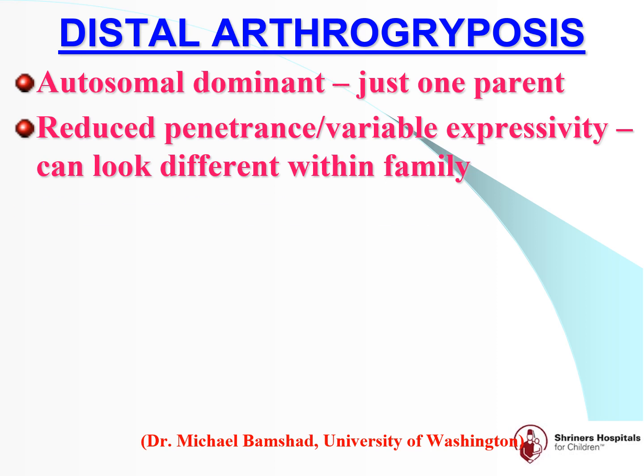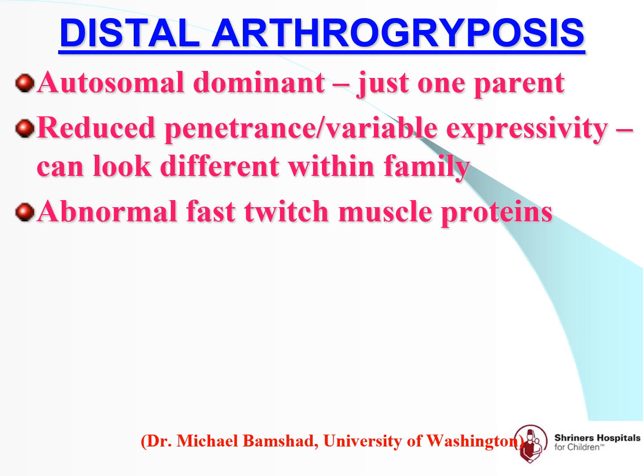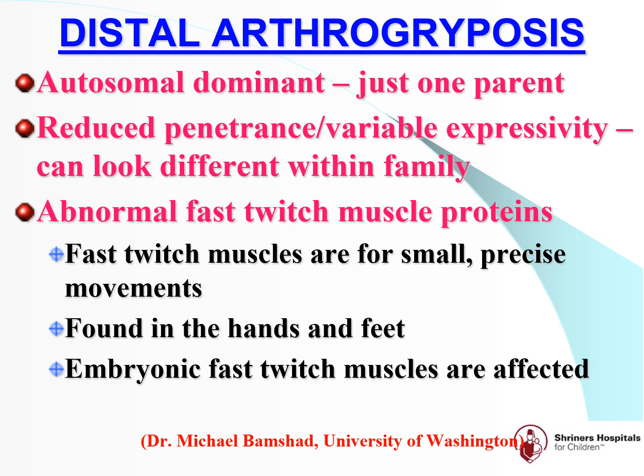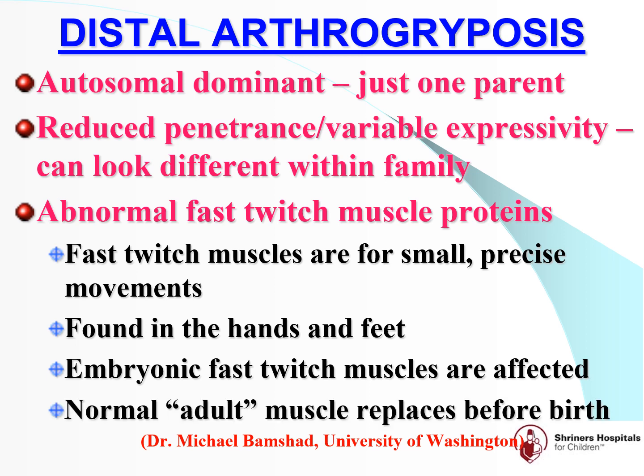affected to different extents. In most distal arthrogryposes, it is the fast twitch muscles that are involved, and these are the muscles that have to do with how the hands and feet work and allow for fine and precise motions of our fingers. The embryonic fast twitch muscles are the ones affected, and these are made very early on in pregnancy. They are actually replaced with normal muscles before the child is born, but the damage to the joints has already been done.